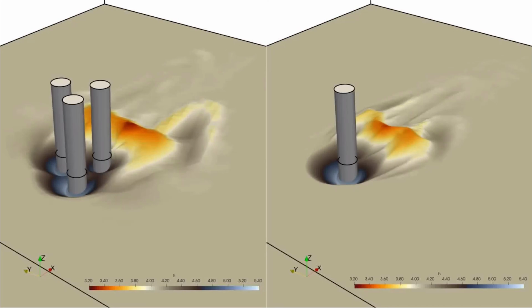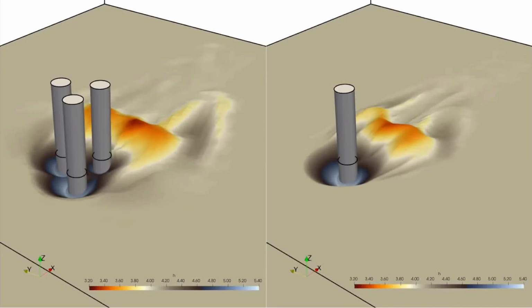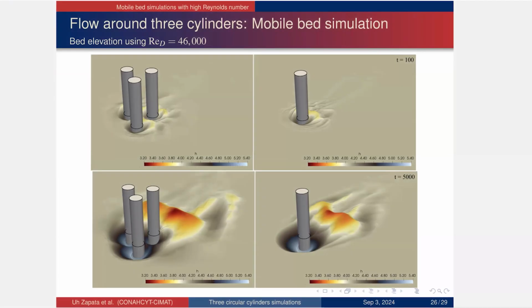It is about how we can improve this code and how we can accelerate it to get sediment results not in weeks, but in days. So that is the way I'm going with this.